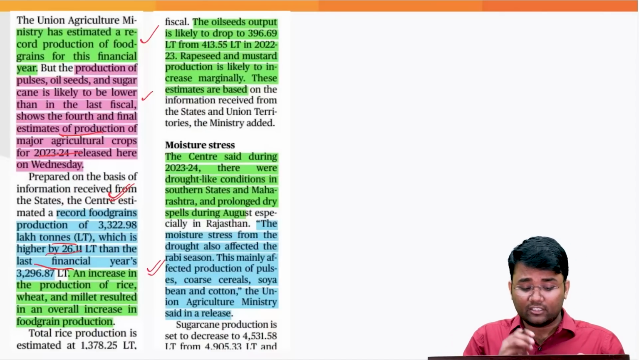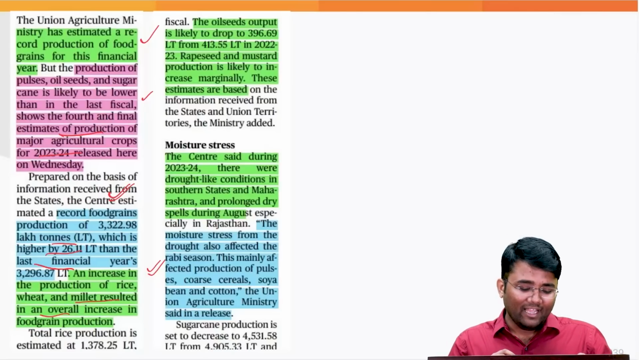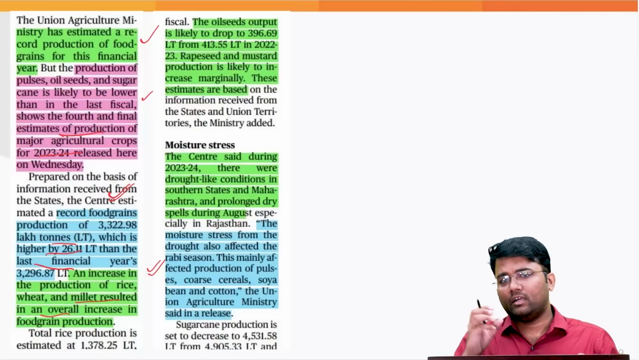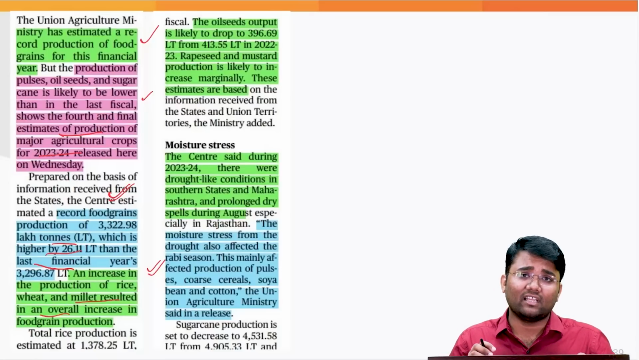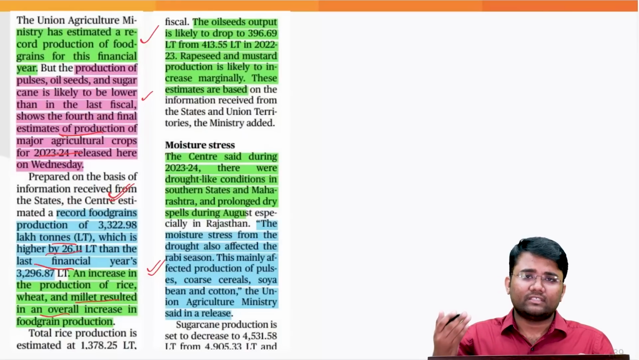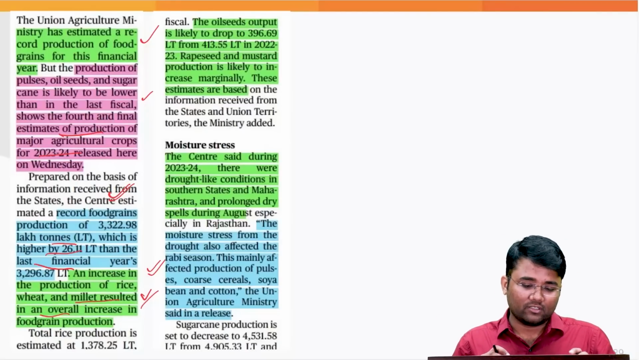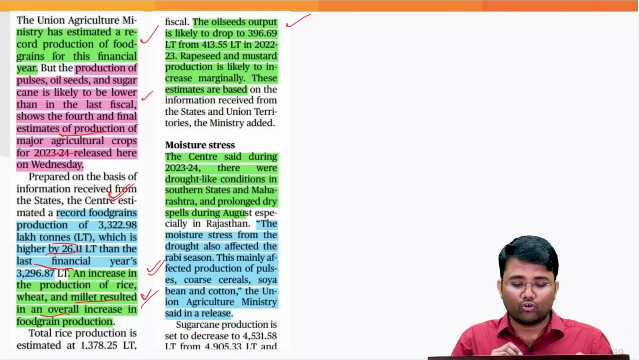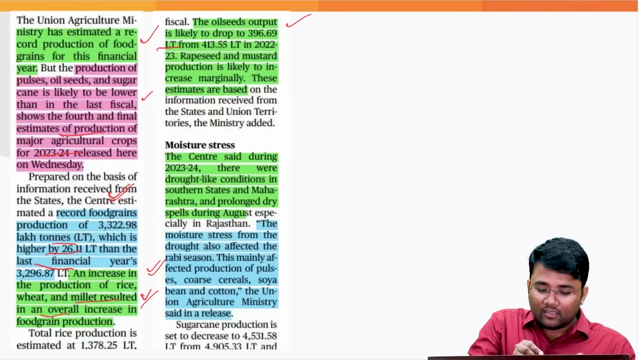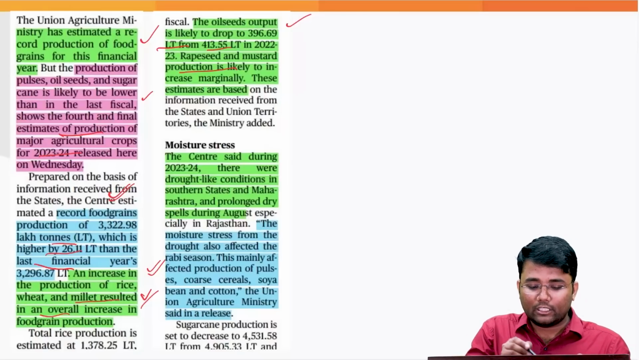There has been an increase in the production of rice, wheat and millet, resulting in an overall increase in food grain production, and this can be mainly due to some favorable climatic conditions as well as increased government measures with regard to increasing food production, like for example Pradhan Mantri Kisan Sampada Yojana or whatever new schemes are running. So that has actually helped in increasing the overall food grain production. Also, the oilseed output is likely to drop to 396 lakh ton from 413 lakh ton in 22-23. Rapeseed and mustard production is likely to increase marginally.